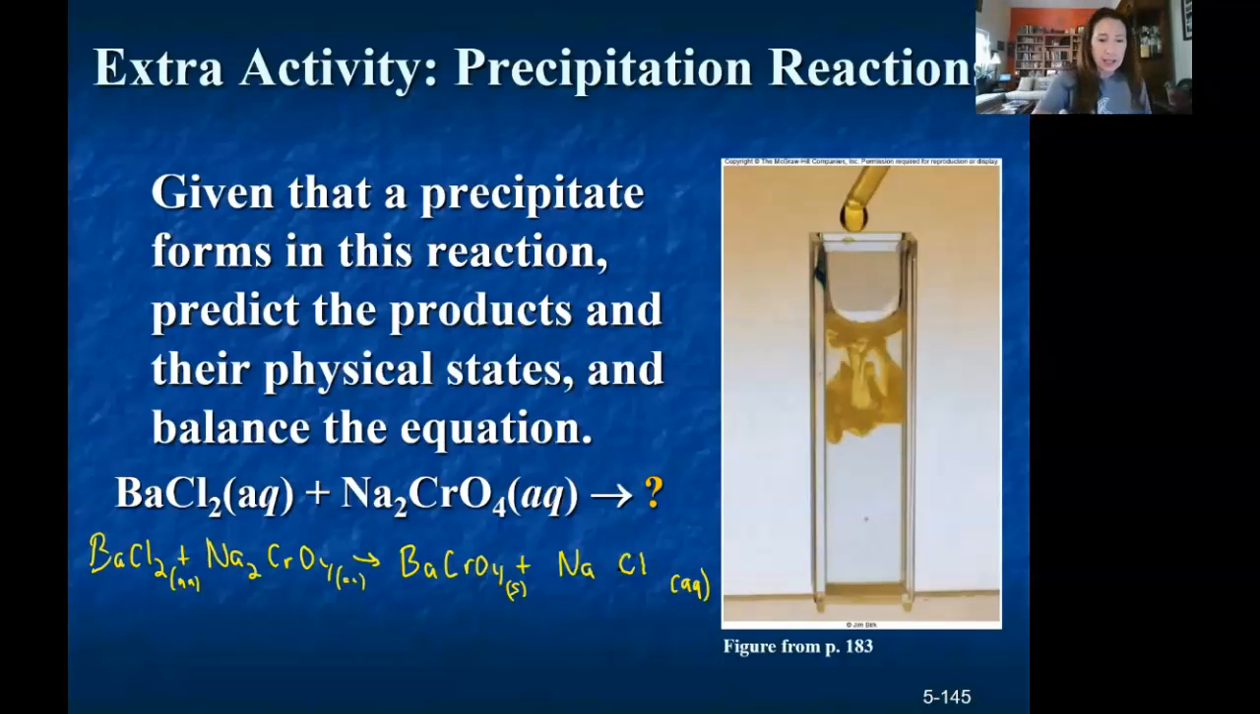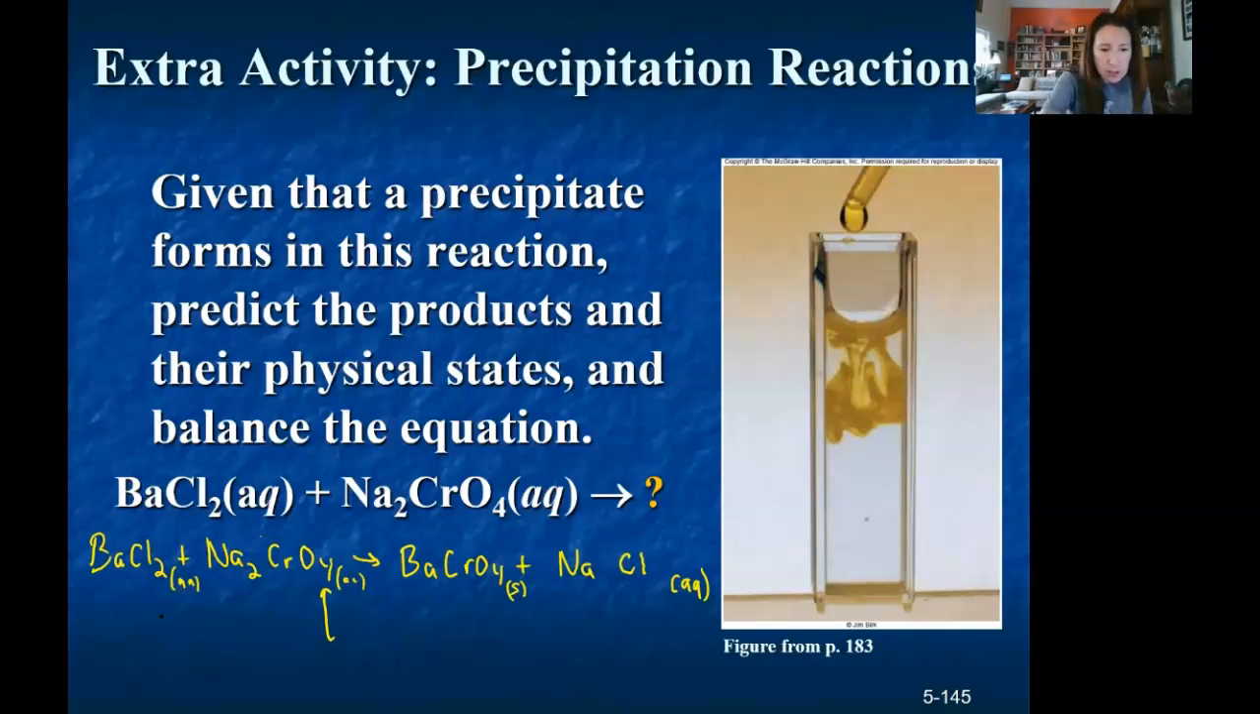The reason this subscript comes over is because this is part of chromate. Chromate is a polyatomic ion. You don't separate the polyatomic ions. So the only time a subscript is going to come over is if it's a part of a polyatomic ion. If it's not part of a polyatomic ion, you're not taking a subscript.